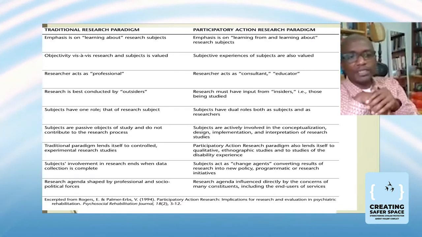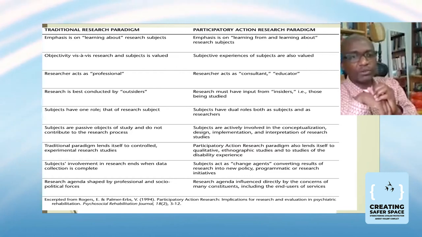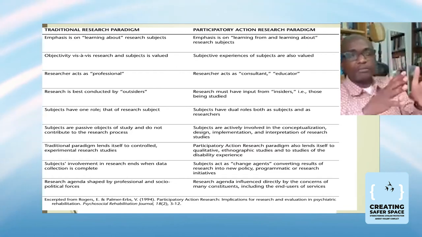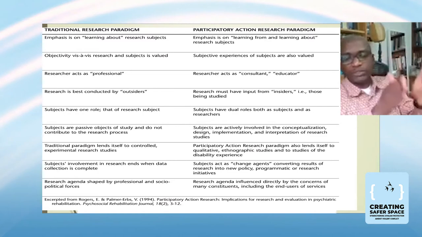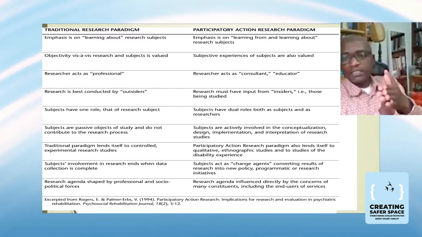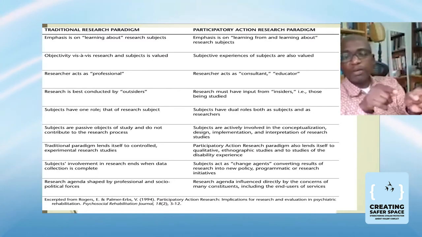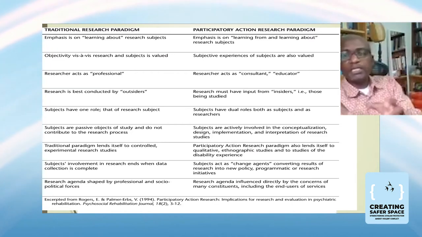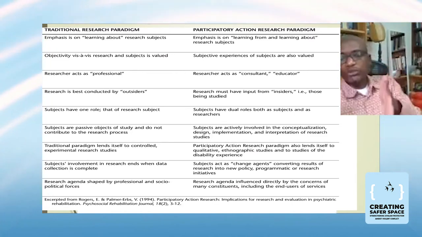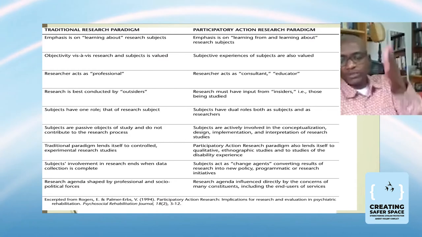Involvement in research ends when data collection is complete. Here, in my traditional approach, I do the research and that's over. Whereas in this other one, I actually want to be part of the change that is being experienced within the research. And we want to move to the action point, not just to the end of research.